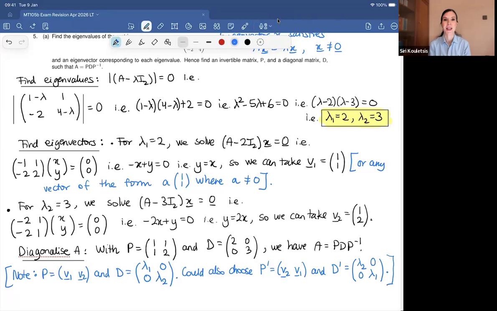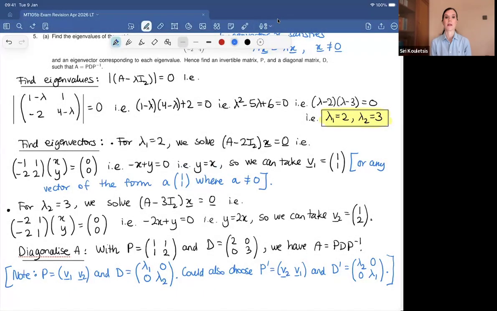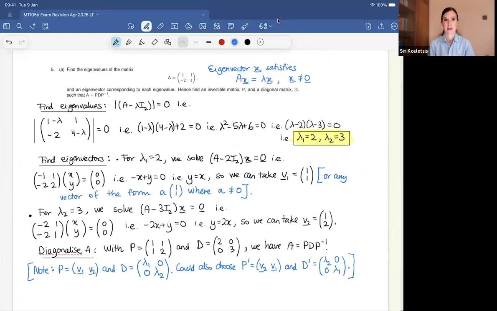And if you're not convinced, you can find P inverse and P dash inverse and multiply out P D P inverse in each case, and you will see that you're going to recover A. So that ordering, once you've committed to the ordering of the eigenvalues, well, then you have no freedom in how you select D.